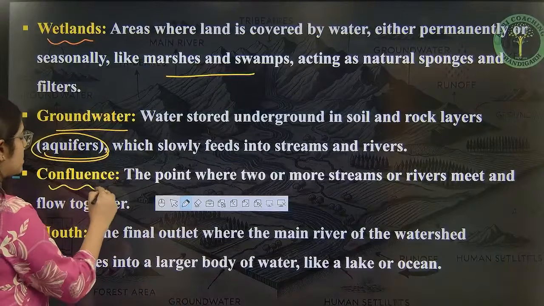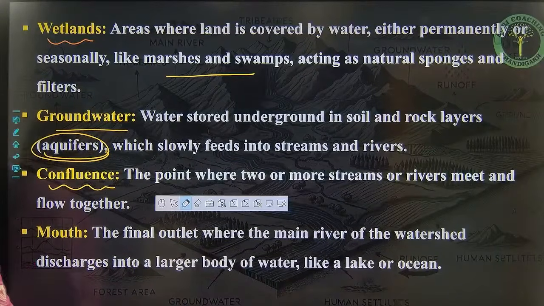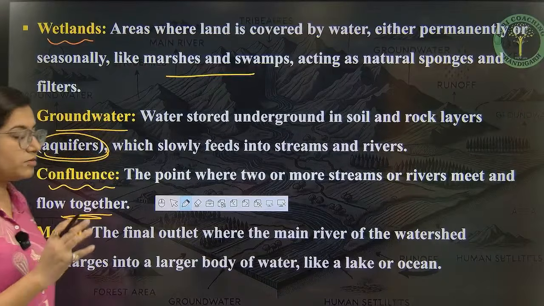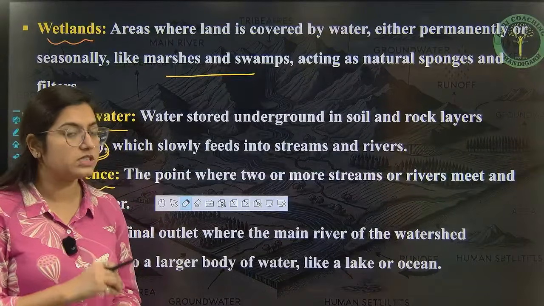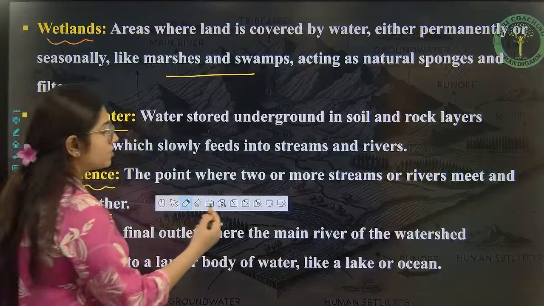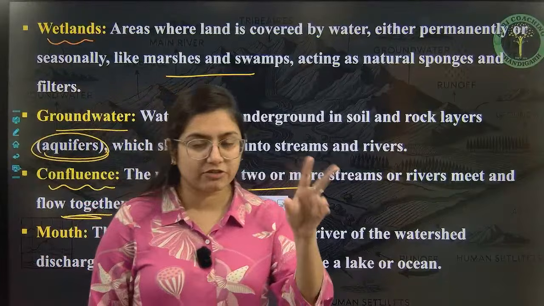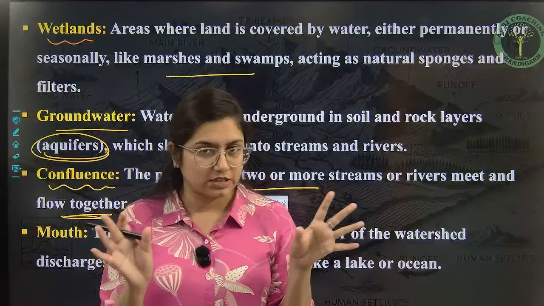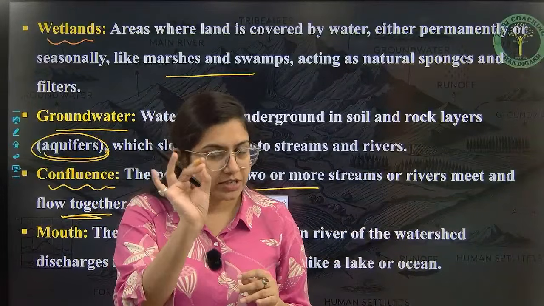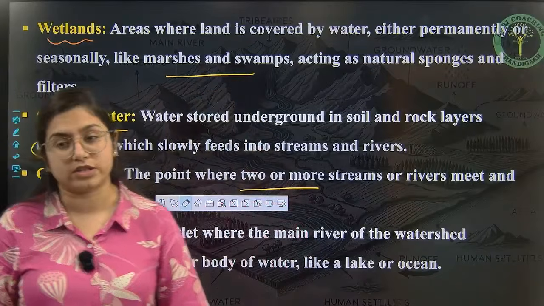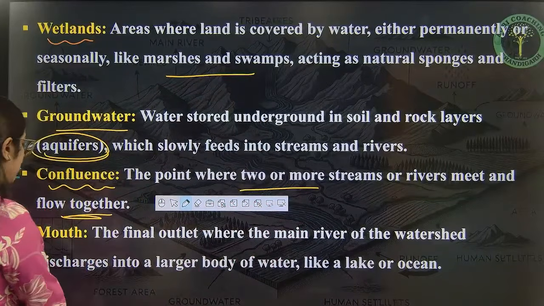Next we have the confluence. What is the meaning of confluence? The main point where two or more streams or rivers meet and flow together. This is the main joining point. Basically, the different tributaries, the smaller streams, come and join at a common point. That very common point is known as confluence.